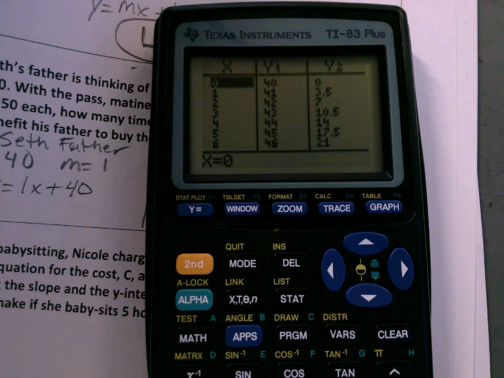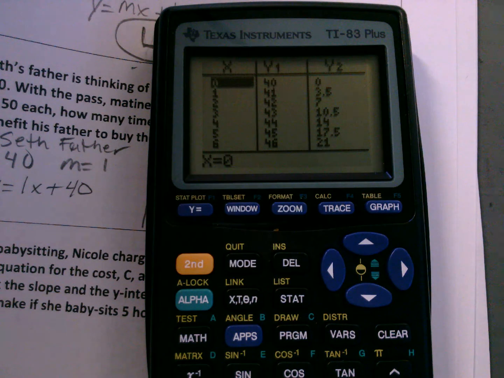Yellow button, second graph. Press second graph. Very good. Show him, please. You just press graph. Press second graph. All right. Thinking you got it? Perfect.